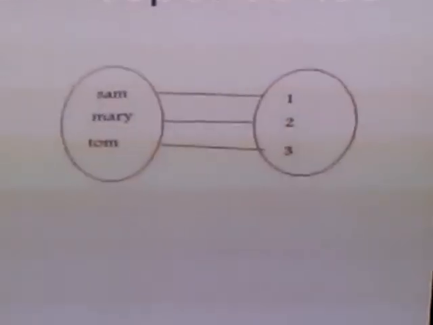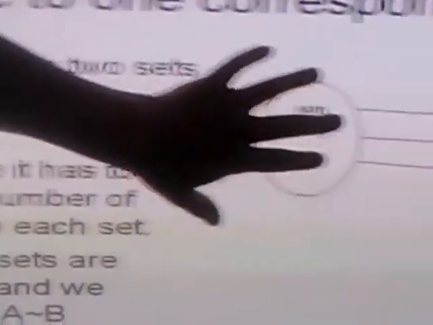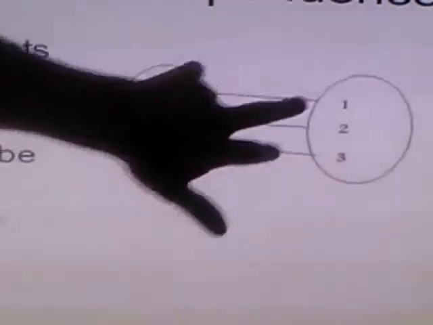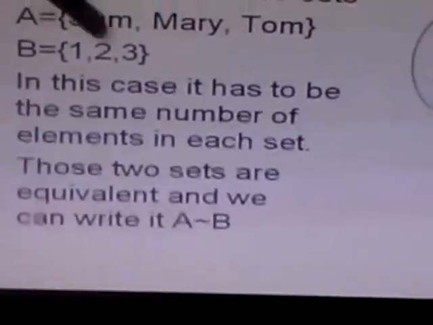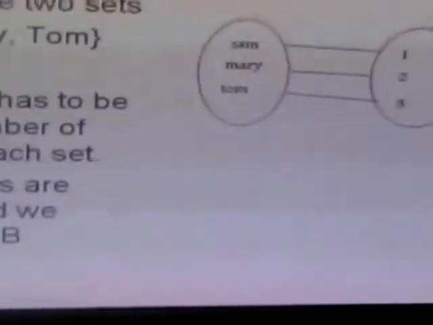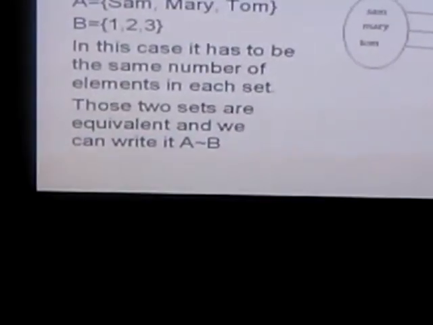We have 1, 2, and 3, and here 1, 2, and 3. We're going to draw the diagram that represents the arrow from Sam to 1, Mary to 2, and Tom to 3. So those are the same number of elements in the two diagrams. And you can also write it with this symbol, the equivalent, each one to the second.